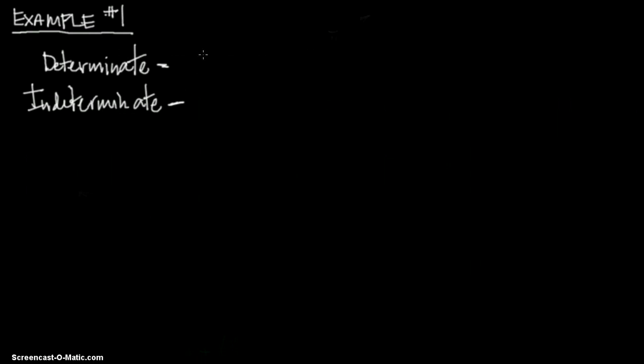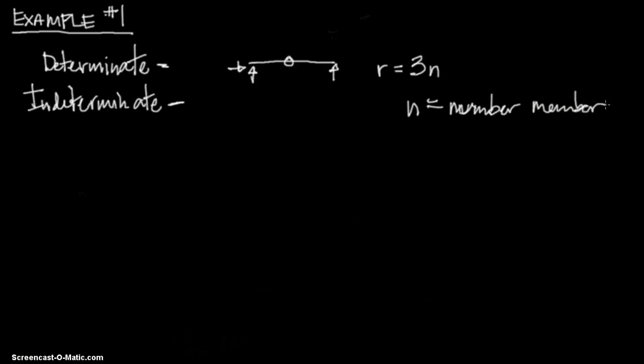To figure this out, the number of reactions you have needs to be equal to 3 times the number of members. For instance, we have 1 member right here, and we have 3 reactions. Some people write it like R equals 3N, where N equals the number of members, and R equals the number of reactions. Some people will abbreviate reaction as RXN, just a little bit simpler way to do it.